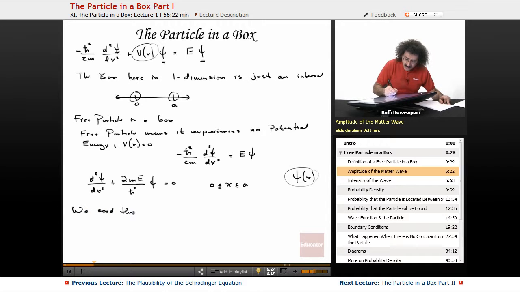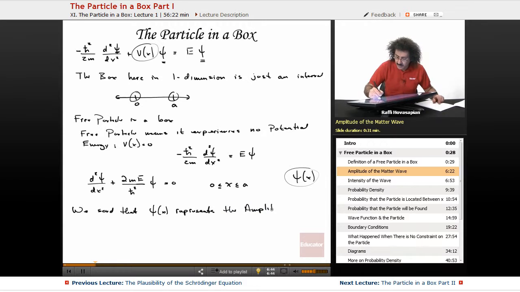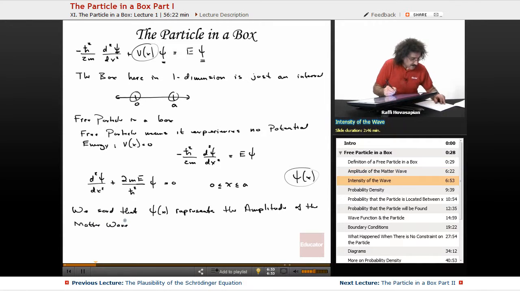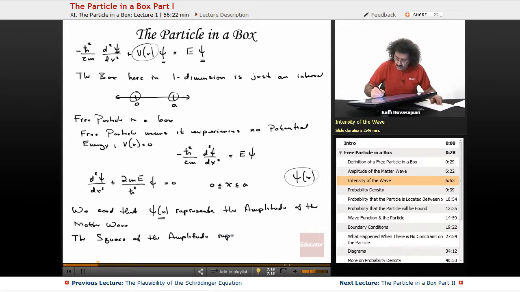We said that the wave function represents the amplitude of the matter wave. In a previous lesson, we said that it represents the amplitude of a matter wave. Now in classical mechanics, when we square the amplitude of a wave, we get the intensity of that wave. So the square of the amplitude, which this is, represents the intensity of the wave.